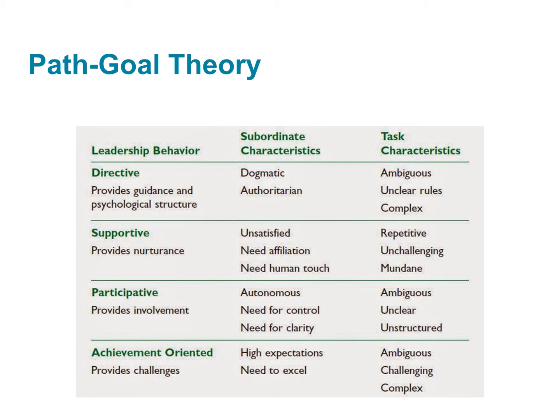Read it from left to right, starting with the leadership behavior. Directive leadership provides guidance and structure and is usually suitable for followers who are authoritarian and for tasks that are ambiguous or complex. Supportive leadership, on the other hand, provides nurturance and concern for followers' well-being. So it's usually suitable for followers who have a high need for affiliation and tasks that are repetitive or strenuous.